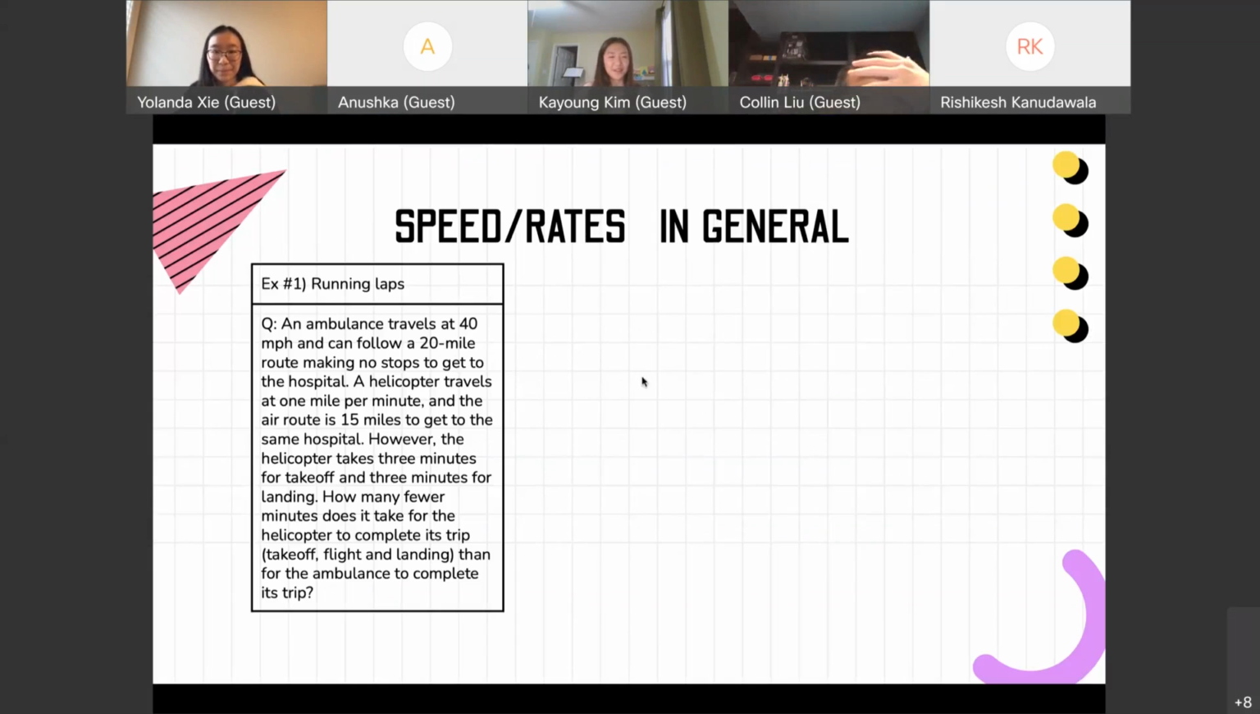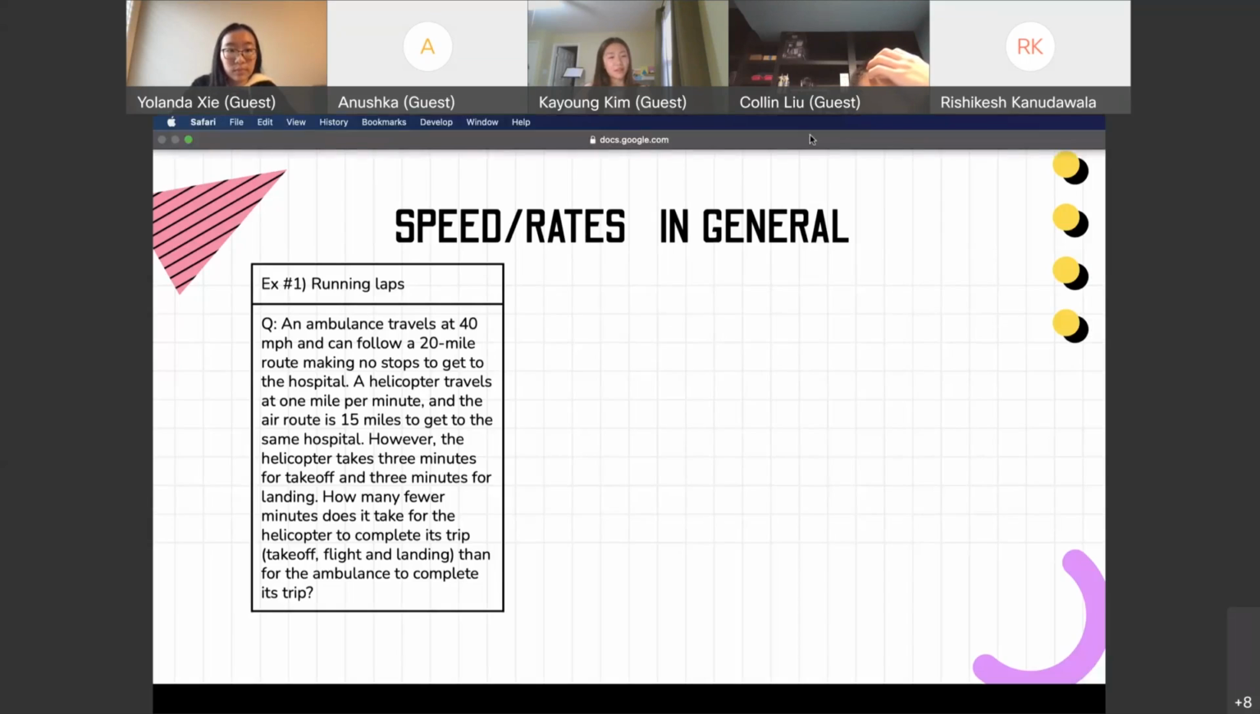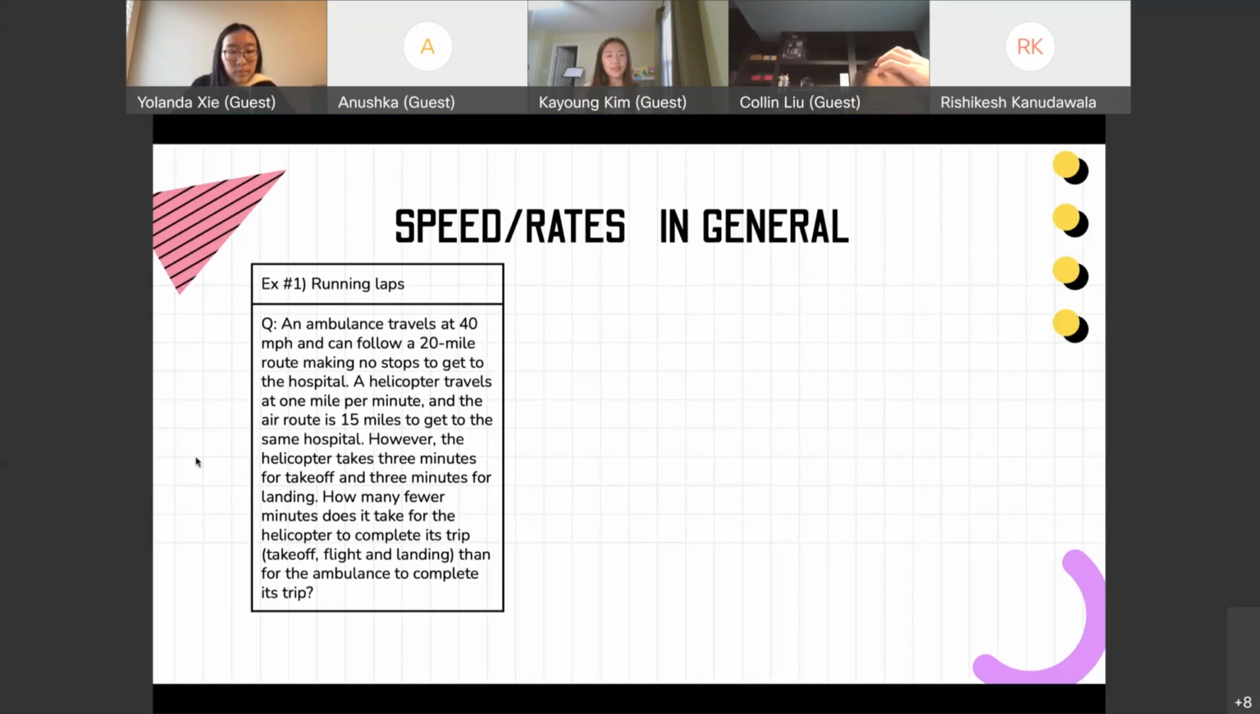The question is, an ambulance travels at 40 miles per hour and can follow a 20-mile route, making no stops to get to the hospital. A helicopter travels at 1 mile per minute, and the air route is 15 minutes to get to the same hospital. However, the helicopter takes 3 minutes for takeoff and 3 minutes for landing. How many fewer minutes does it take for the helicopter to complete its trip, including takeoff, flight, and landing, than the ambulance to complete its trip?